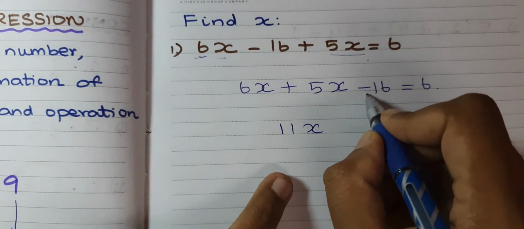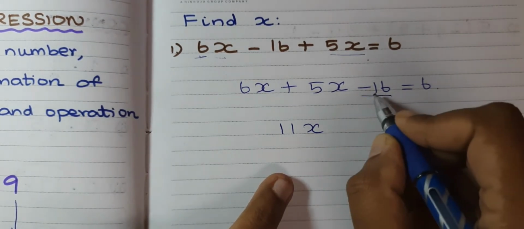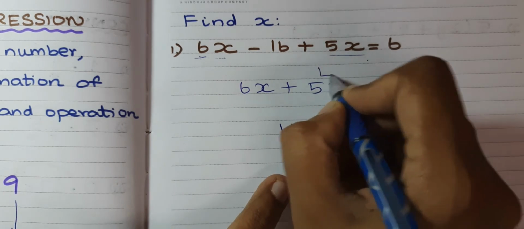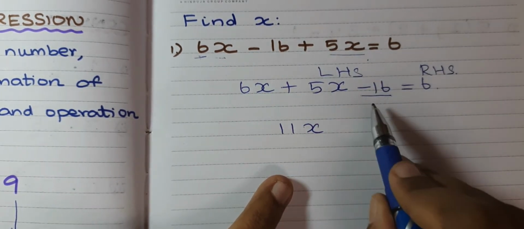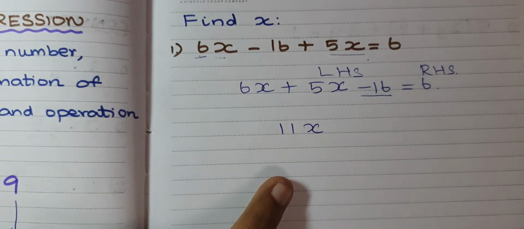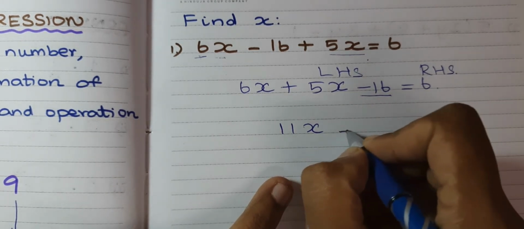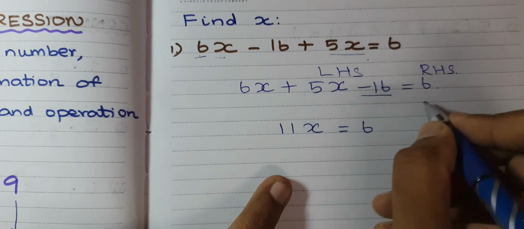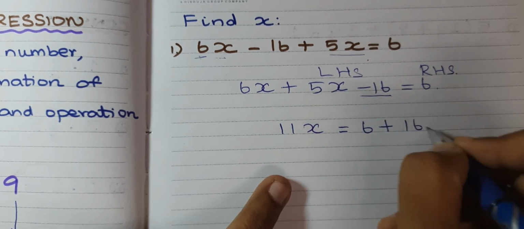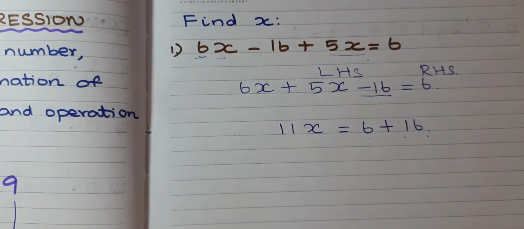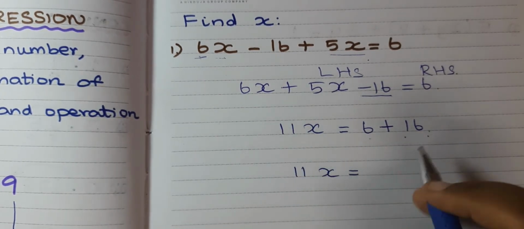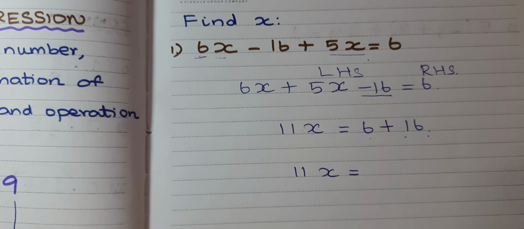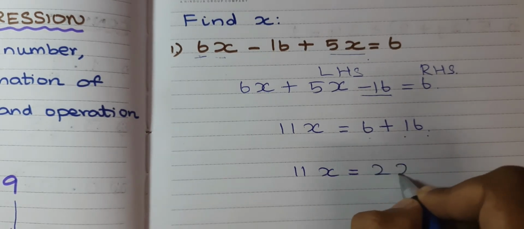Next, here I have minus 16. This will be the LHS side, this will be the RHS side. If minus goes to the RHS side, it will become addition. So 11x equal to 6 plus 16. Minus goes to the RHS so it becomes addition, that is 6 plus 16. It is 22.